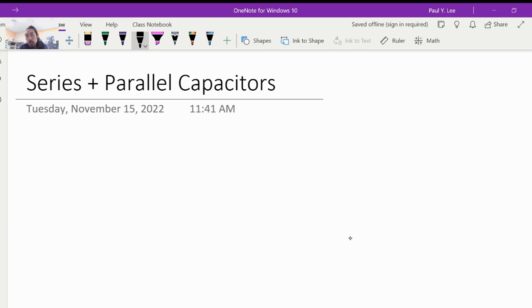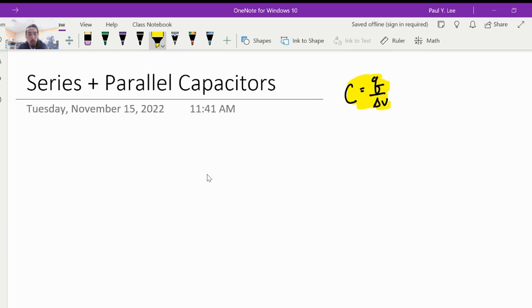The first thing we need to start off with is the formula for capacitance. C is equal to Q over delta V. The capacitance of a capacitor is how much charge it can hold depending on the change in voltage. Let's highlight that, because we will be referencing this formula throughout this entire video.